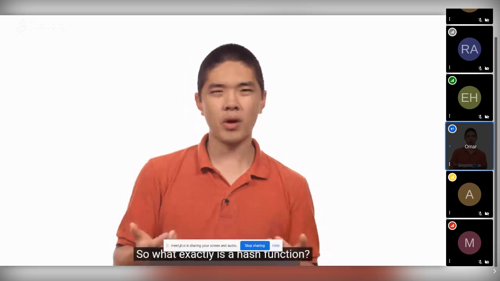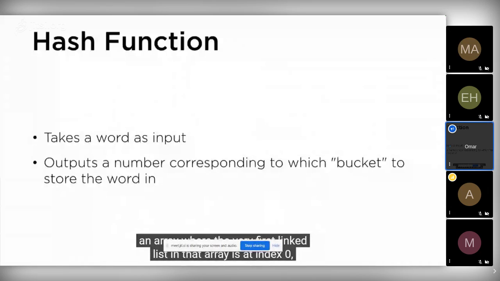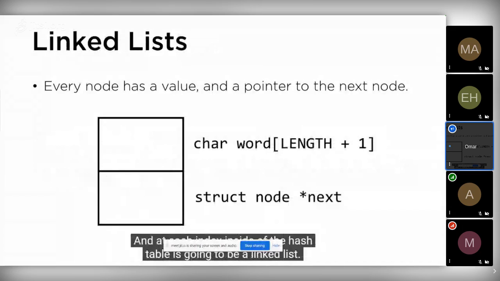So what exactly is a hash function? Well, a hash function in this case is going to take a word as input, and it's going to output a number corresponding to which bucket or element within this array we want to store the word in. Because recall that a hash table really is just an array, where the very first linked list in that array is at index 0, and then 1, and then 2, and then so forth. And so a hash function is going to take the word and output which index into that array we should use to place that particular word. And at each index inside of the hash table is going to be a linked list.